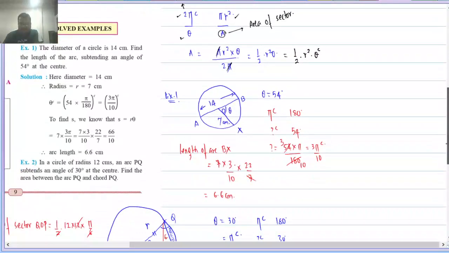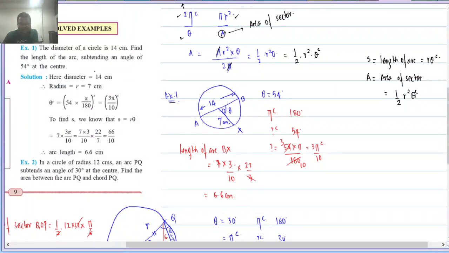Okay. Let's look at example 1. So now we have got two new formulae. Which are the two new formulae? S, the length of arc, is equal to r theta, where theta is measured in radians, and A is the area of sector, which is equal to half r square theta, where theta is measured in radians.